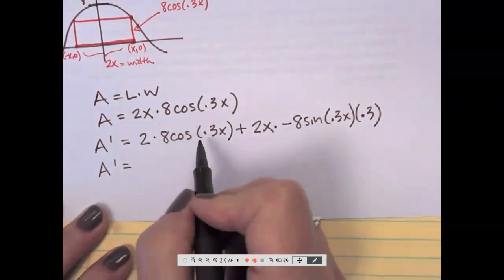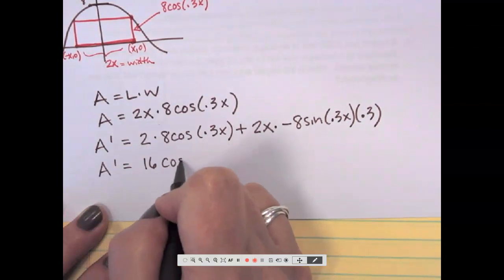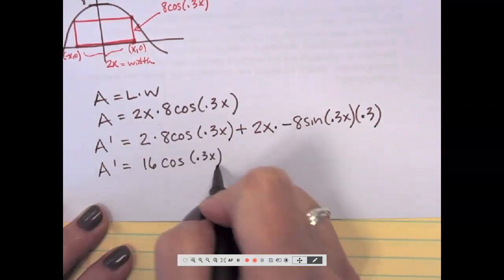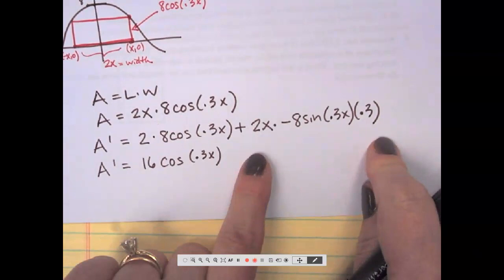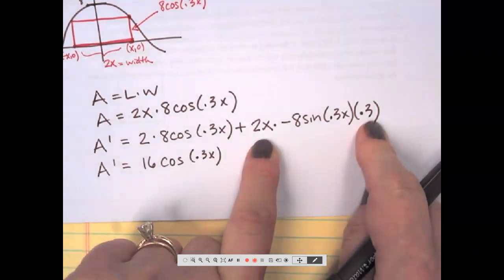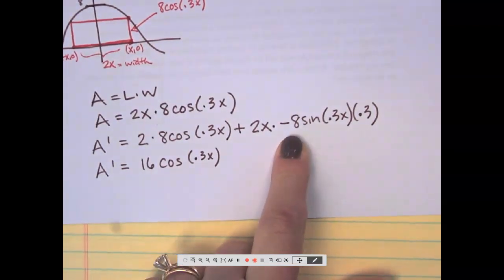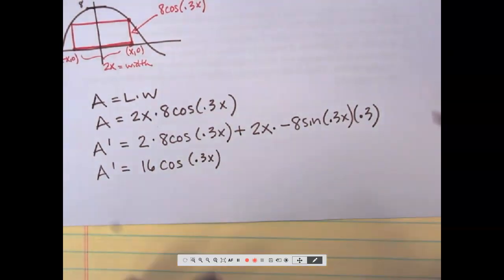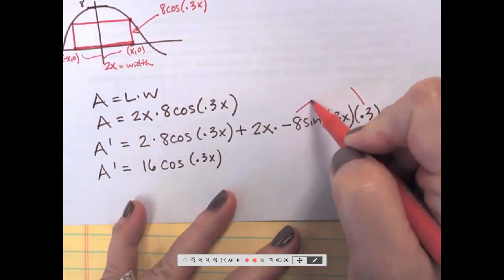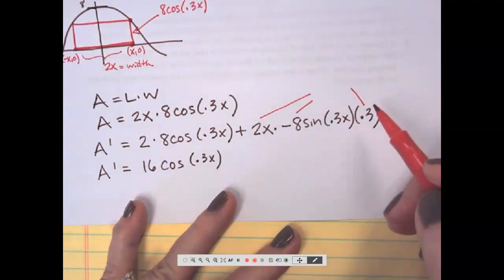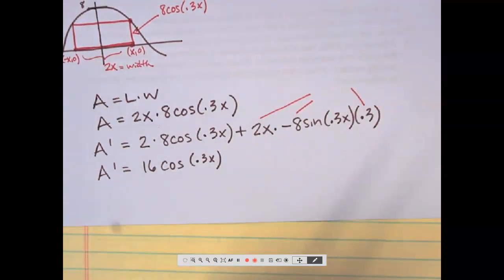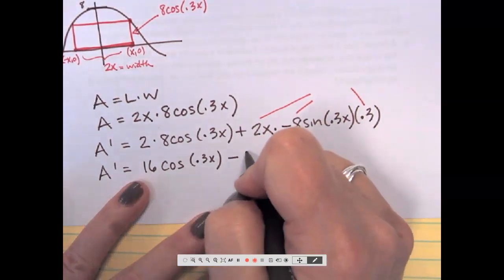All right, let's see. I can make that 16 cosine 0.3x. I can make that, what's 2 times 0.3 times negative 8? Can I multiply all those together? I'm multiplying this and this and this together just to get a simpler term. Negative 4.8. Negative 4.8. Yep.